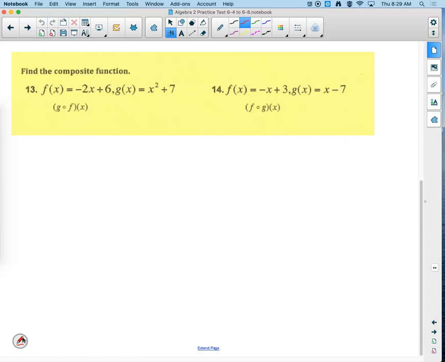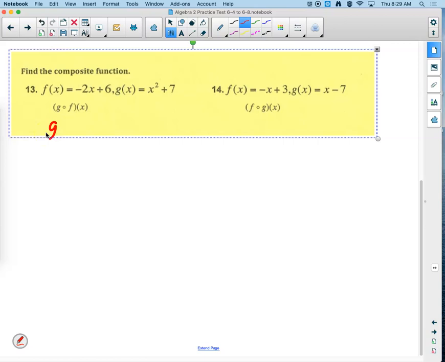f of x equals negative 2x plus 6. g of x equals x squared plus 7. And it's g of f of x. Now remember, we can always write that in parentheses so that it helps us figure out exactly what's going on. So g of f of x.